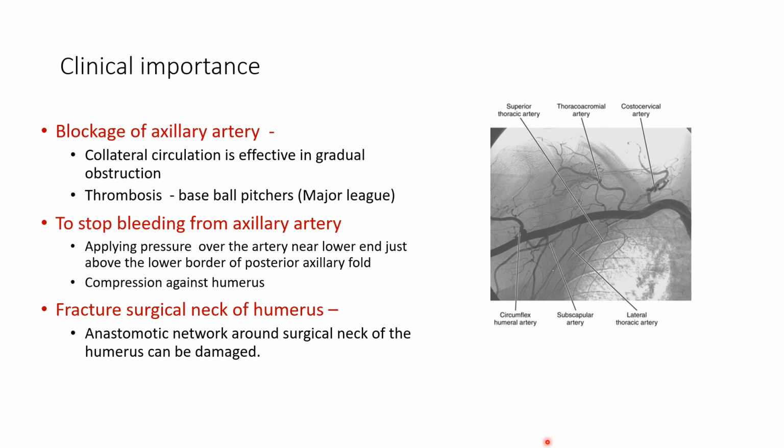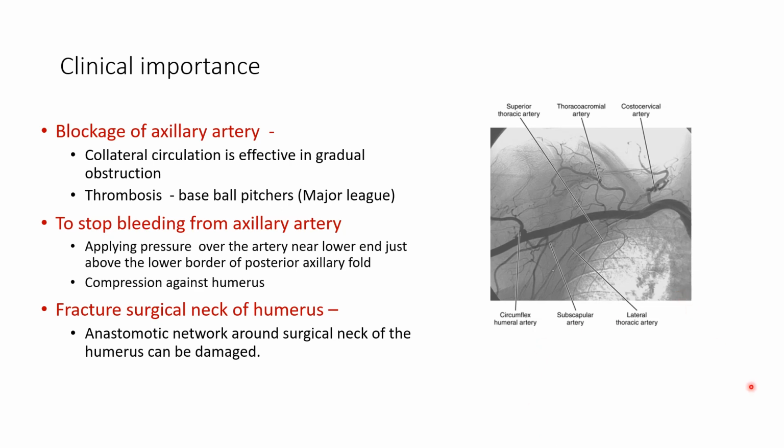To stop the bleeding from the axillary artery, pressure has to be applied over the artery near its lower end, just above the lower border of the posterior axillary fold. The other way to stop the bleeding is compression of the artery against the humerus. The other importance of this axillary artery is the anastomotic network around the surgical neck of humerus will be damaged in cases of fractured surgical neck of humerus.